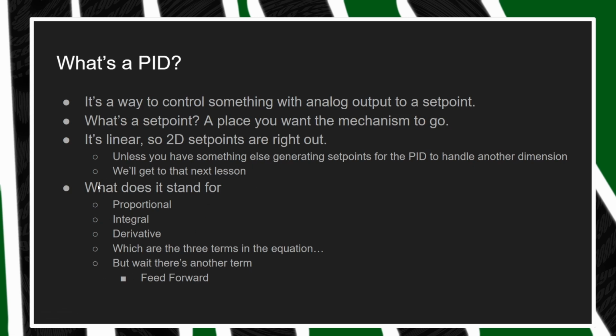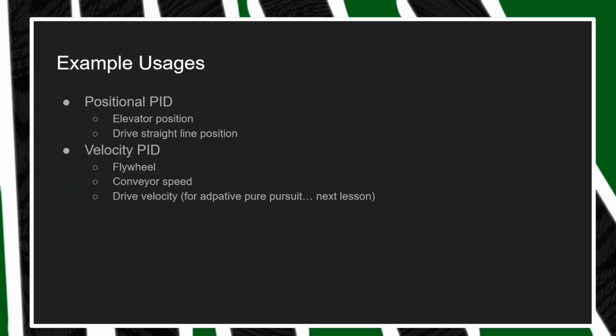What does it stand for? PID stands for proportional integral derivative, which are the three terms in the equation. Terms are separated by a plus or a minus in an equation. There's also another term called feed forward. So depending on what kind of PID we're doing, there's either 3 or 4 terms in the equation. Positional PID and velocity PID are just some examples.